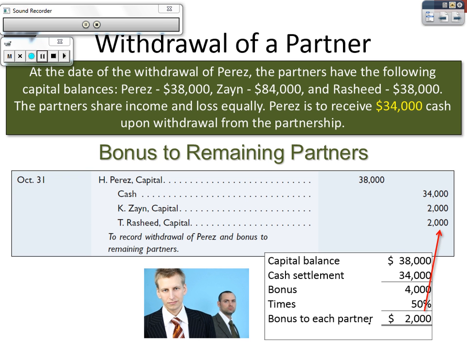This is an example where the person that's leaving will have to share some of their capital balance with those who still exist. So he's withdrawing out. He only had $38,000 in his capital account, right? They're buying him off. They're saying, we know your capital account is worth $38,000, but we're only going to give you how much? $34,000. And whatever is remaining, we get to split amongst the new partner and the old existing partner, $2,000 each.